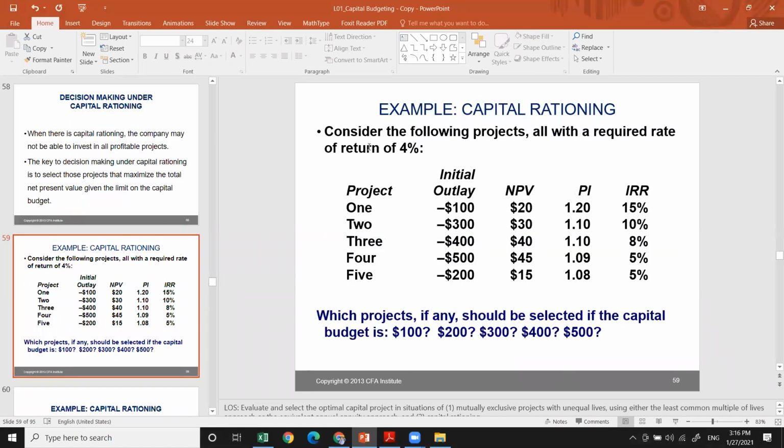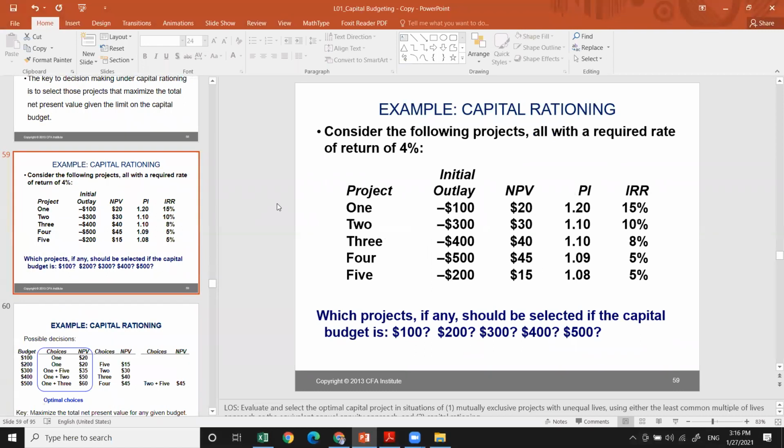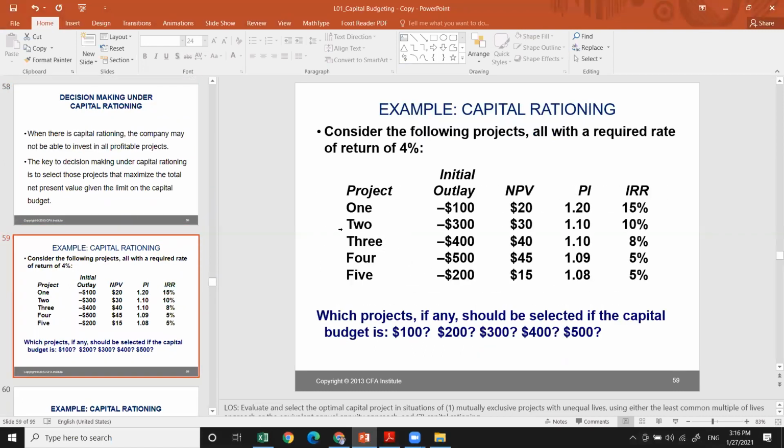So we are given here some projects with a required return of 4%. Projects 1, 2, 3, 4, 5. This is the investment cost, NPV, this is the profitability index, and IRR is given here. Which project, if any, should be selected if the capital budget is $100 or 100 million? Which project would you select?